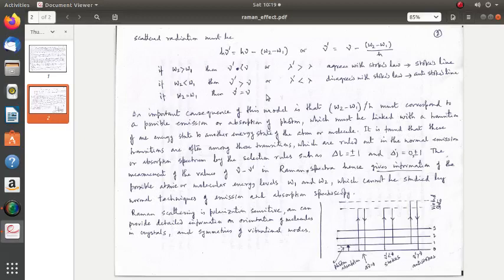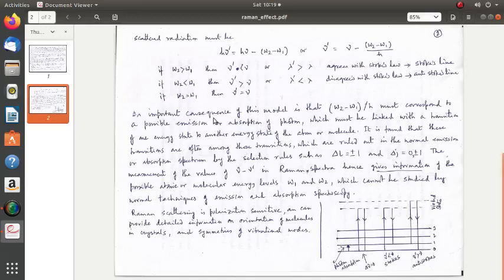Stokes line is lambda dash greater than lambda. That agrees with the Stokes law of fluorescence. And the third case is lambda dash less than lambda, which disagrees with the Stokes law. That is it. This phenomenon is not fluorescence, and this is Raman effect.